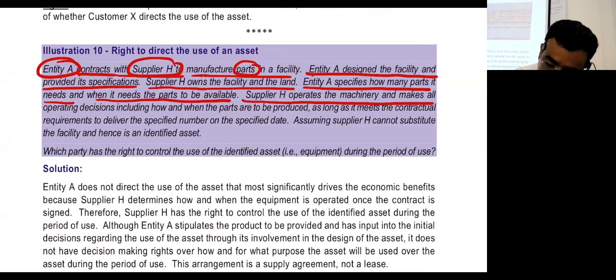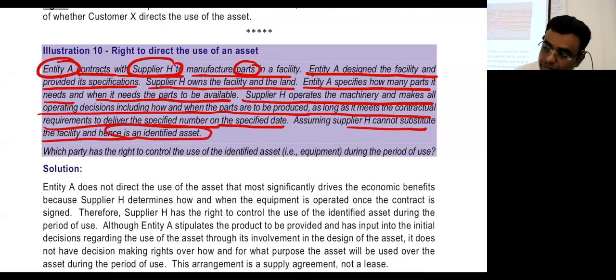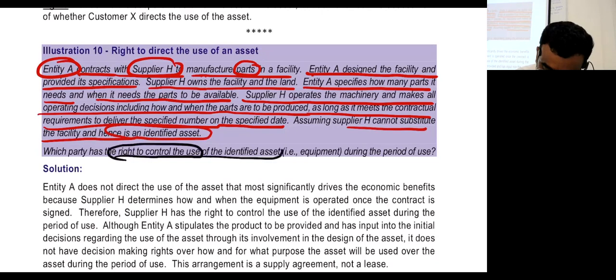Supplier X operates the machinery and makes all operating decisions, including how and when the parts are to be produced, as long as it meets the contractual requirement to deliver the specified number on the specified date. Assuming supplier X cannot substitute any facility, hence it is an identified asset. Whether the party has a right to control use of the identified asset.